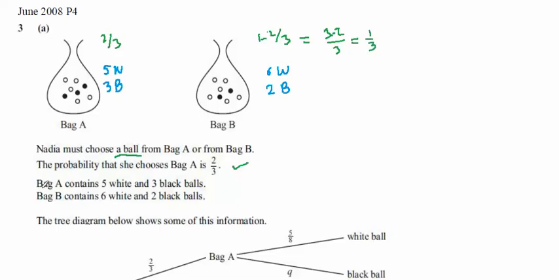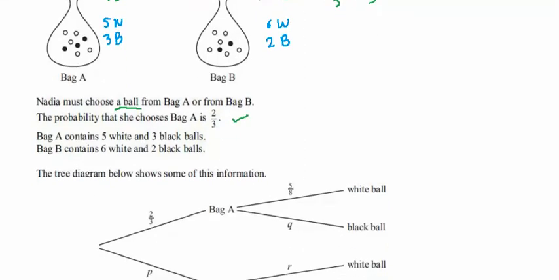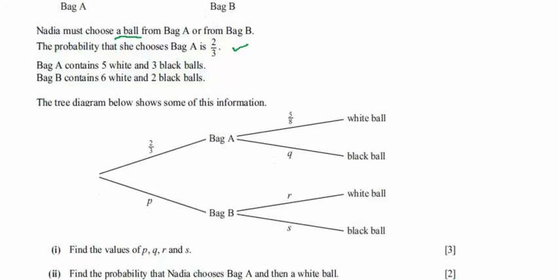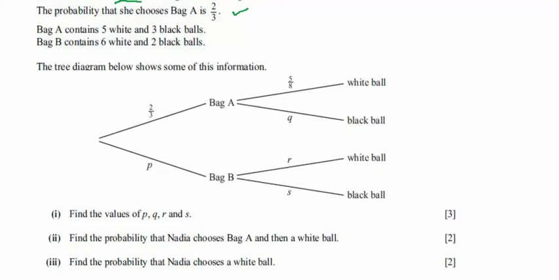Okay. So bag A contains 5 white and 3 black. This we already wrote here in short. So the tree diagram below shows some of the information. We know that the tree diagram is always used to make the situation simple for us to understand. Okay, so some of the outcomes are already filled and some of the other outcomes we have to fill. Filling the tree diagram is very simple. Find the values of P, Q, R and S.